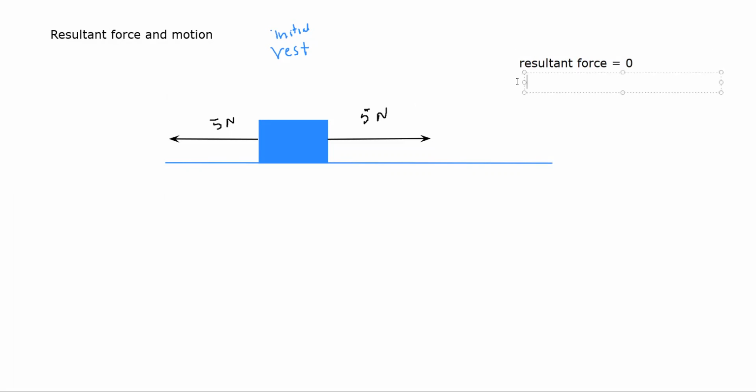Okay, so the resultant force is 0. What about acceleration? Is there any change in speed? What happened to the state of the object? Is there any movement you will observe? If the resultant force is 0, there are forces, but the resultant force is 0. So what will we observe? We will observe this object will remain at rest, with no change in speed, or it will have no acceleration.